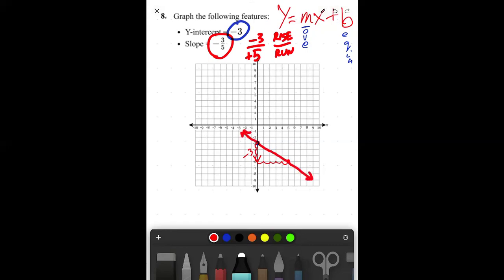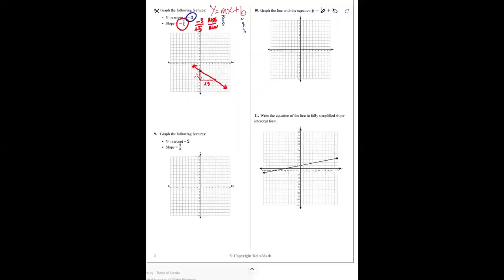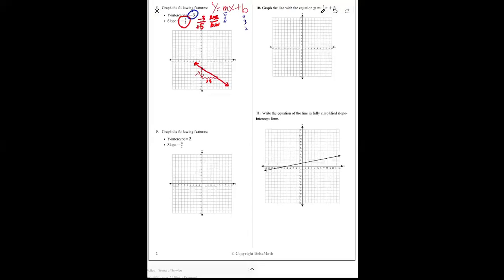And basically that's it. That's what they want. They want you to graph it. Of course, I should use a ruler. You should put arrows on it, but that's basically it. All right. So now I'm going to do another one.